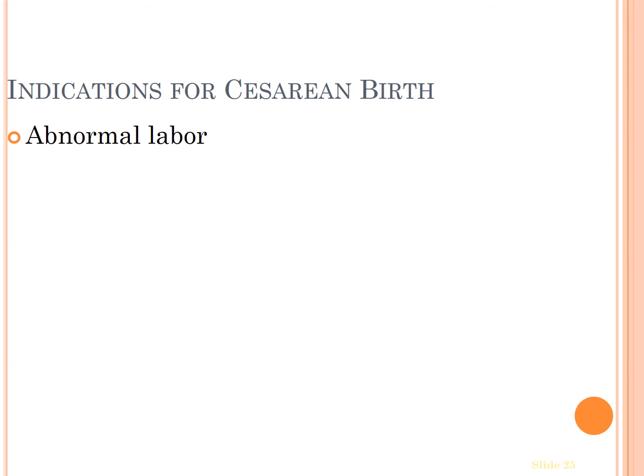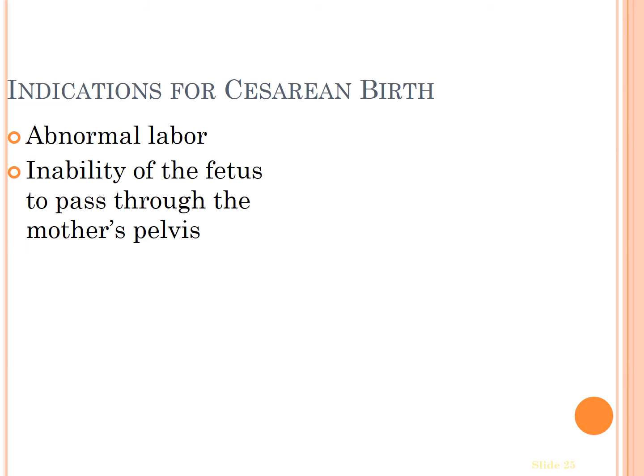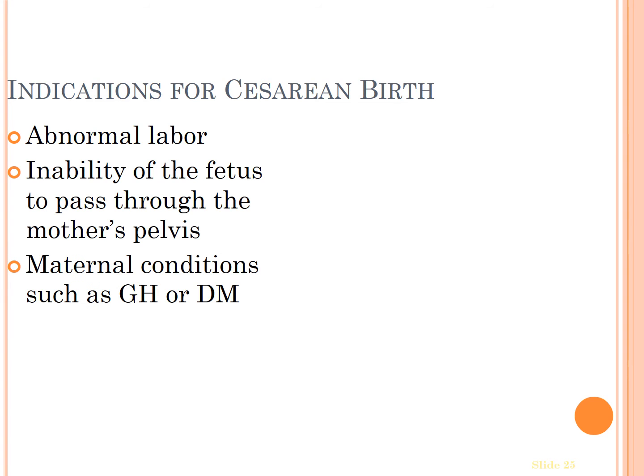So, indications for cesarean, of course, abnormal labor. Inability of the fetus. We've talked about cephalopelvic disproportion, where the fetal head is too big or won't fit through the mother's pelvis. Maternal conditions, gestational hypertension or diabetes. Maybe mom has been induced or her labor has been augmented, but her conditions are worsening. With diabetes, many times the fetus is much bigger than an average fetus, so the baby may be too big to fit through mom's pelvis.